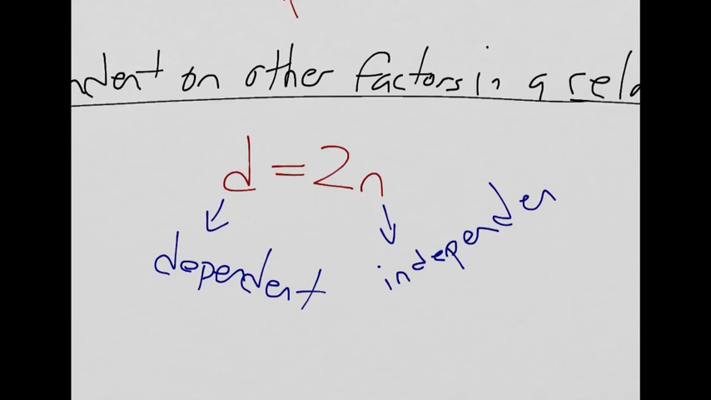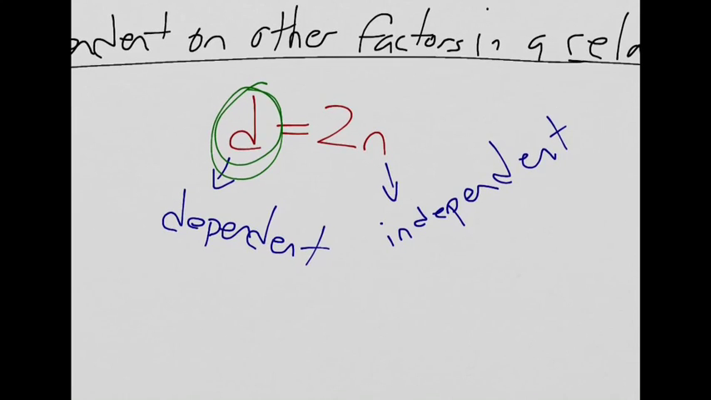A really easy way of identifying independent and dependent variables in an equation is that usually the dependent variable is by itself. It's isolated. It'll be like the variable equals some kind of other mess. So if you had an equation like y equals 3x minus 6, almost always y is the dependent variable, x is the independent. Usually y is the dependent and x is the independent.